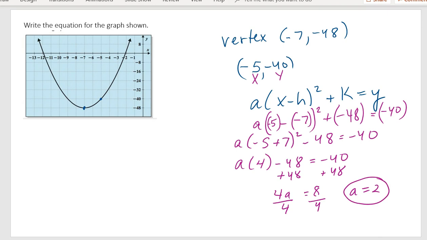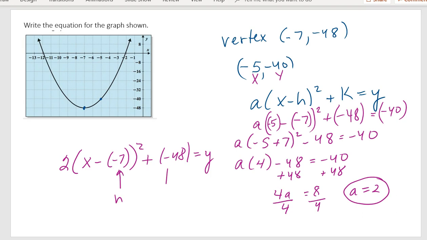So now I can write my equation. I know that's y equals 2 times x minus -7, squared, plus -48. So if you notice, I replaced my h, my k, and my a. I leave my x and my y, and I'll get y equals 2 times x plus 7 squared minus 48.